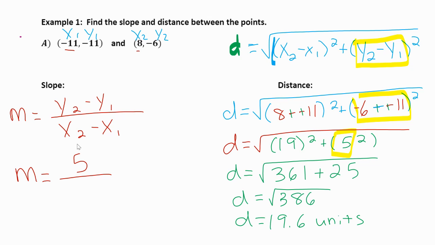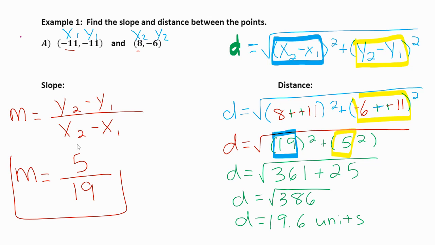Same thing with x2 and x1. I already did that math. That's the same as 19. So I can make that a 19, because again it's the same as the ones we just saw, and then our slope here would be 5 over 19.